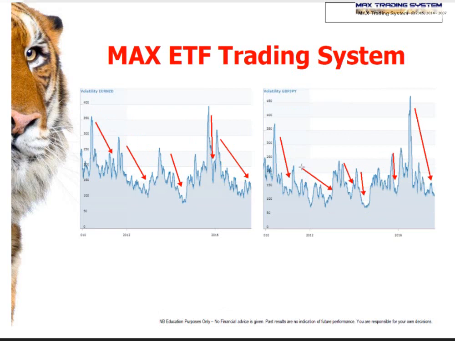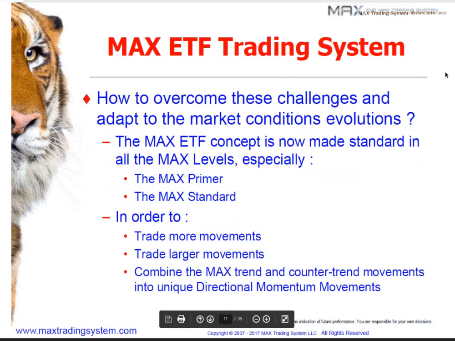And so what we have tried to do with the MAX is to improve it in order to easily overcome all the challenges I have mentioned previously, and especially the situation when we have smaller average daily ranges, in order to keep the features of the MAX trading system as a trend following system, but one which can be adapted to smaller movement conditions. And this is when we introduced the ETF concept, which means extended or enhanced trading format, with its companion indicator, which is a directional bias indicator I will illustrate in a moment, in order to trade many more movements.